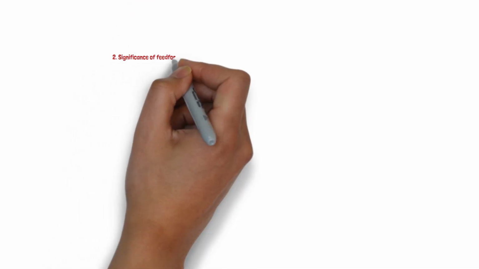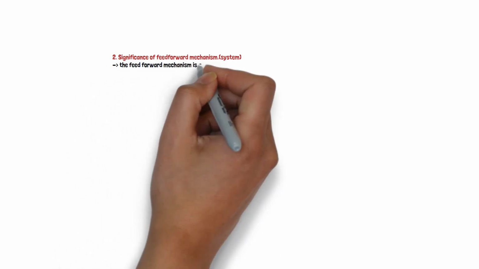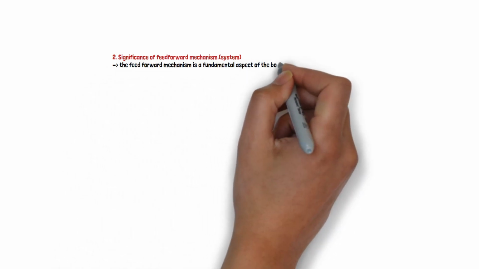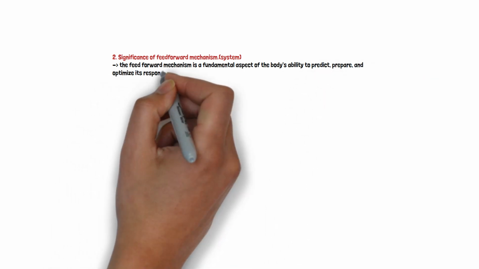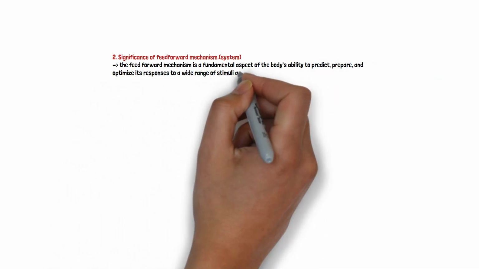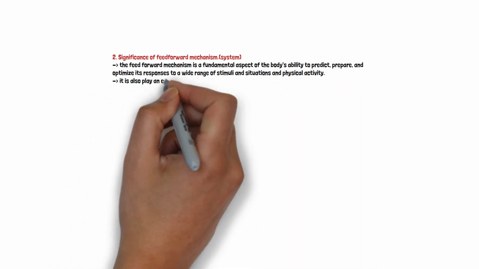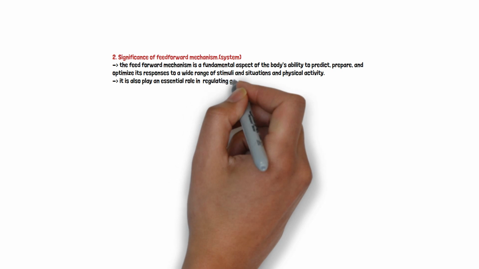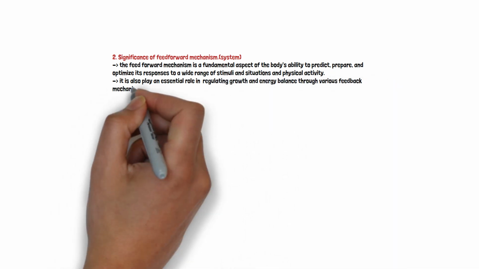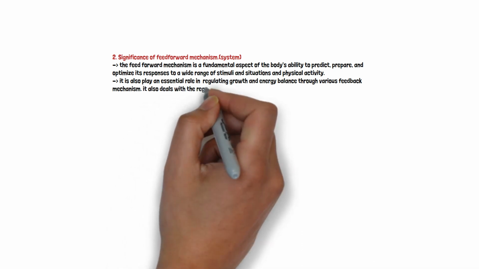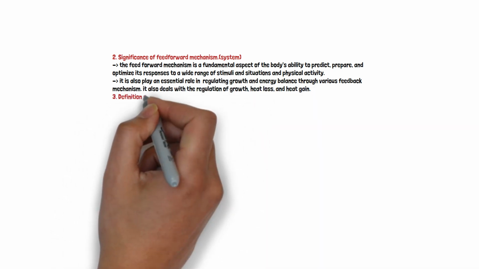2. Significance of feed-forward mechanism system. The feed-forward mechanism is a fundamental aspect of the body's ability to predict, prepare, and optimize its responses to a wide range of stimuli and situations, including physical activity. It also plays an essential role in regulating growth and energy balance through various feedback mechanisms. It also deals with the regulation of growth, heat loss, and heat gain.